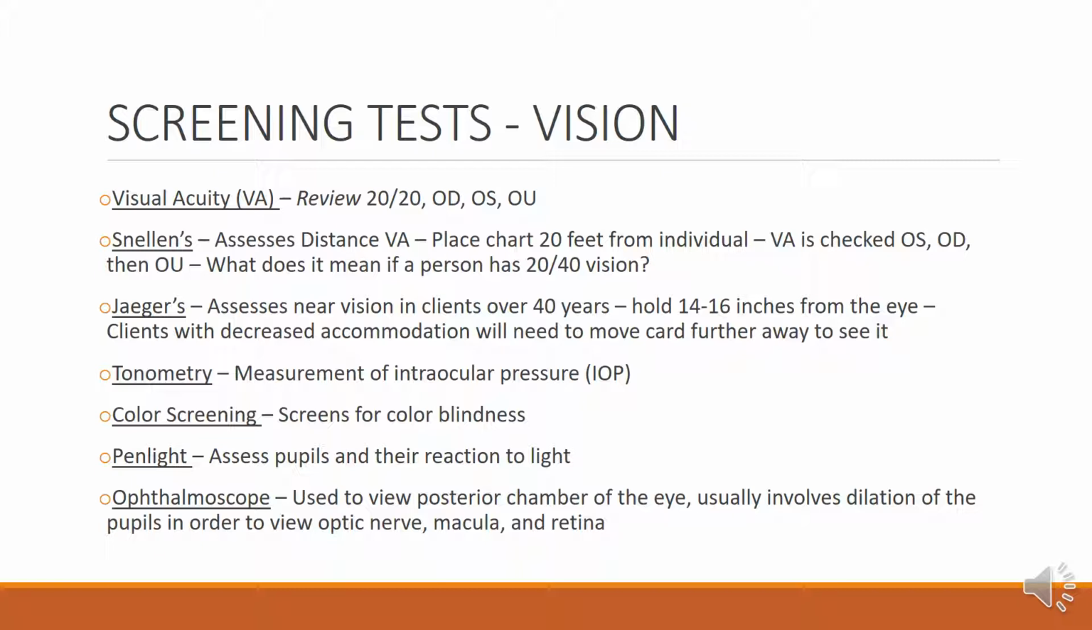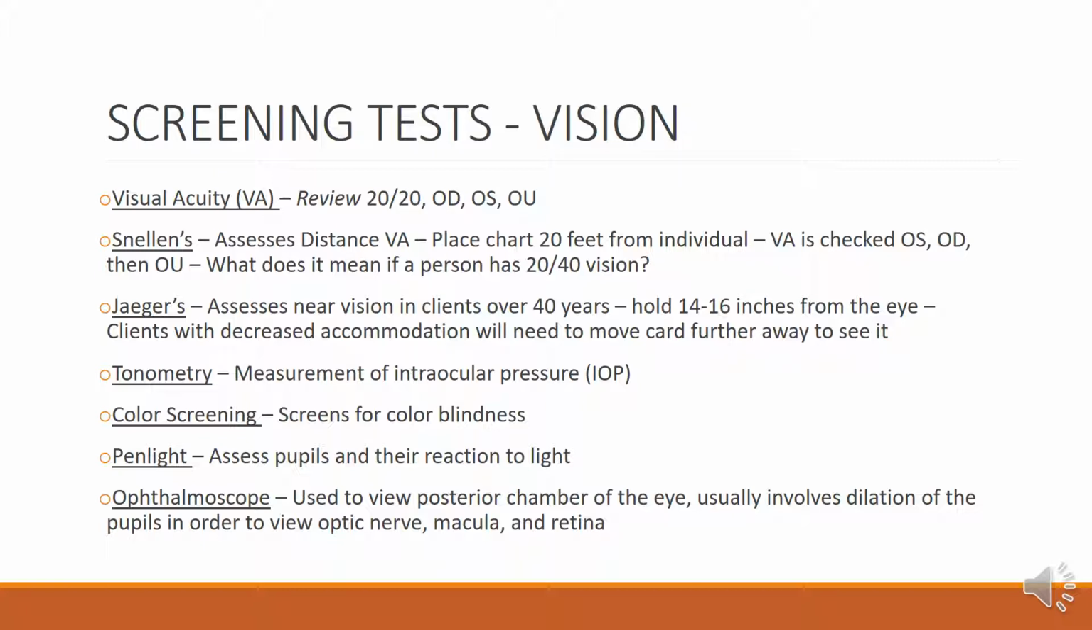Moving on to screening tests. So visual acuity, I do want you to review what 20/20 means, what OD, OS, and OU mean. Snellen's chart assesses distance visual acuity. You place the chart 20 feet from the individual, and the vision is checked with right eye, left eye, and then both eyes. What does it mean if a person has 20/40 vision?